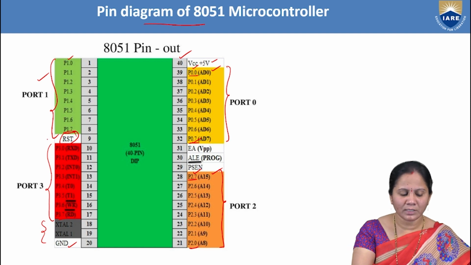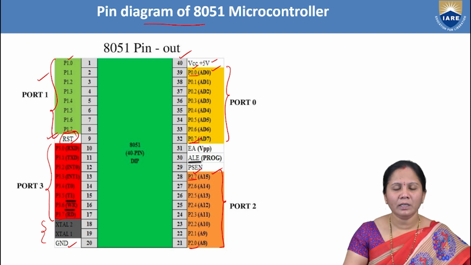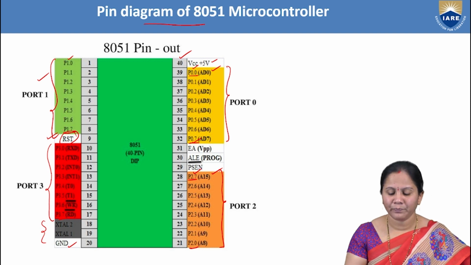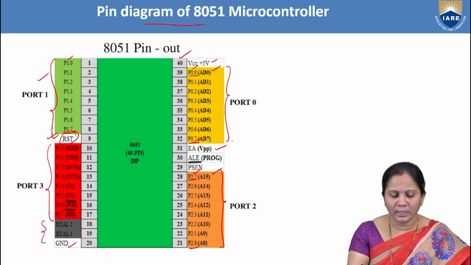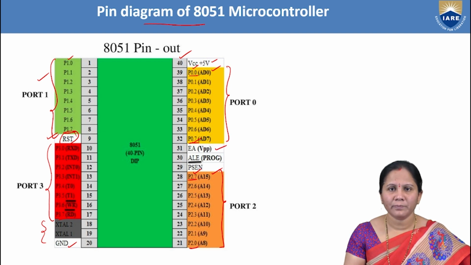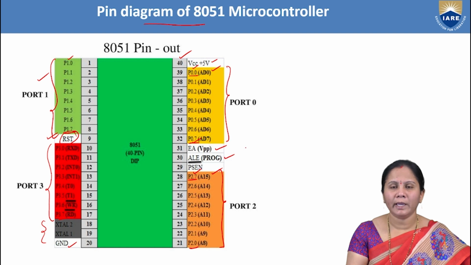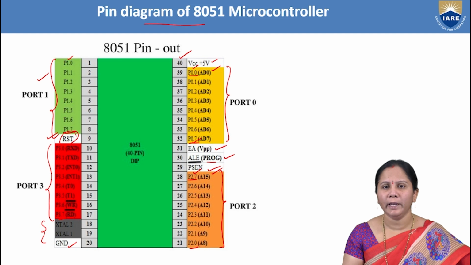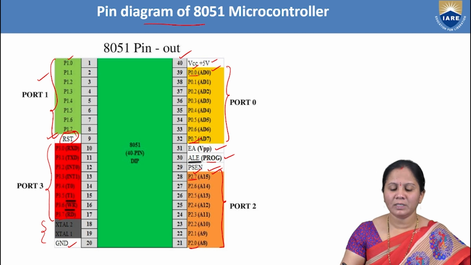And you can see here, this is RST, which stands for reset. And here this is EA. EA stands for external access. And here this is ALE, address latch enable, and here it is program. And here PSEN. Okay, so it stands for program store enable. Now we will discuss all these signals in detail.